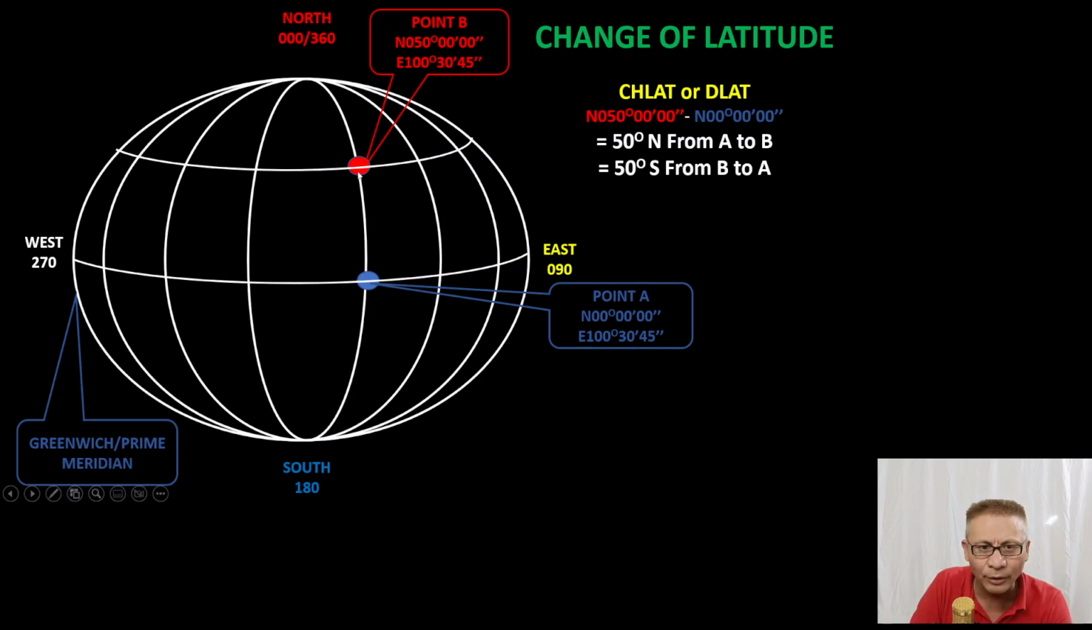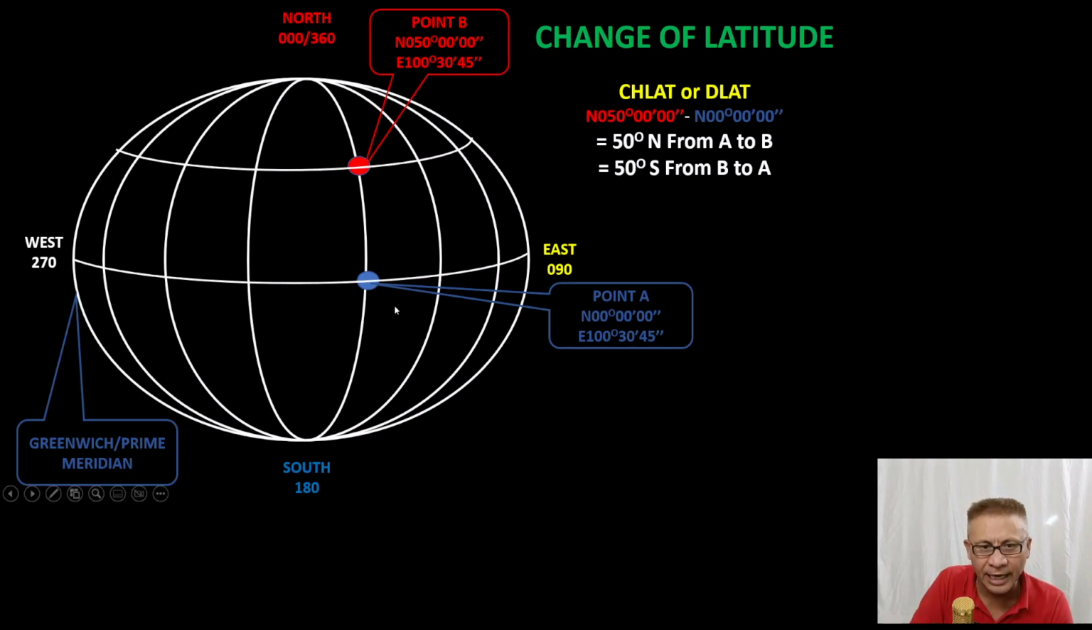So when I talk about this particular meridian, that is 100 degrees 30 minutes 45, and this particular point lies on the equator, it will be north 0000. And at the same meridian, at 50 degrees north, the change in the latitude is 50 minus 0. So there is a change of latitude of 50 degrees. This 50 degrees is known as the CHLAT.